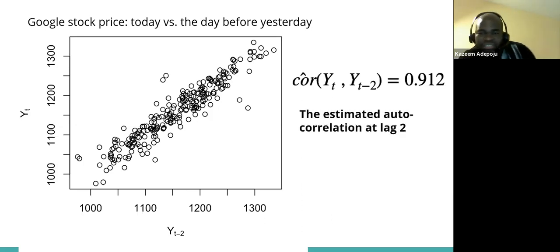So this is estimated autocorrelation at lag 2. You can see that's what we call lag. Lagging is like going backward, going backward twice.